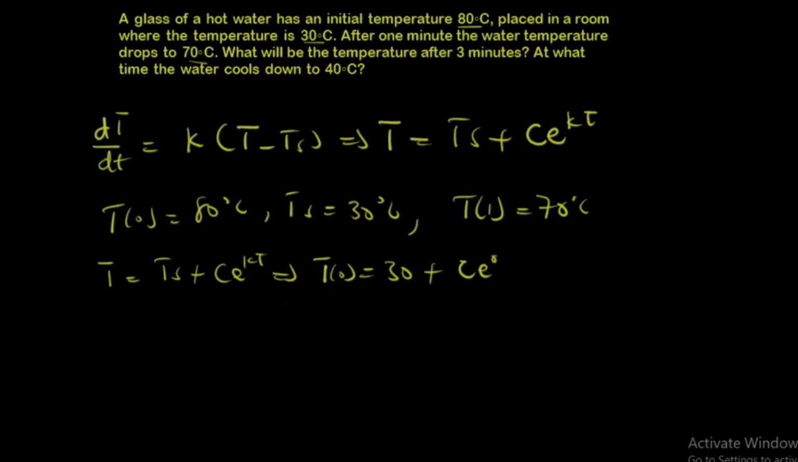We are going to have 80 equals 30 plus Ce^0, and this e^0 is 1. So therefore, our C becomes 80 minus 30, which is equal to 50. So we have C to be 50. Now let's do some substitution.